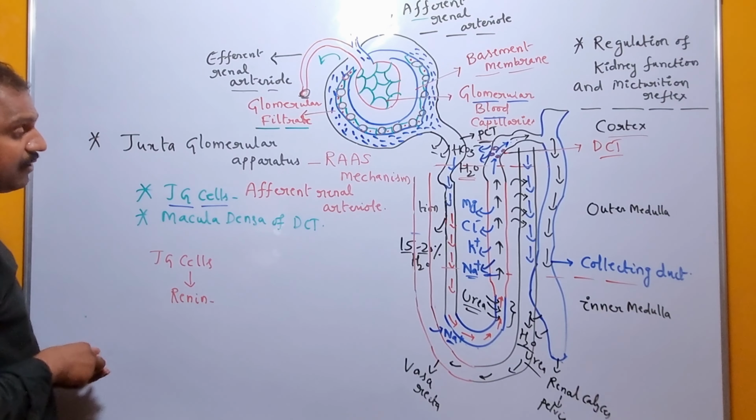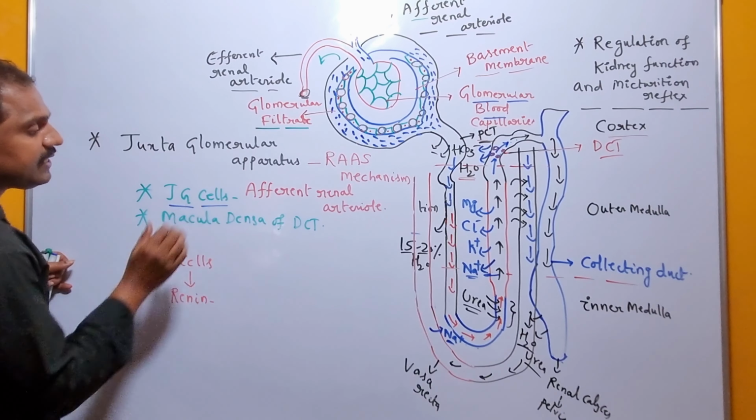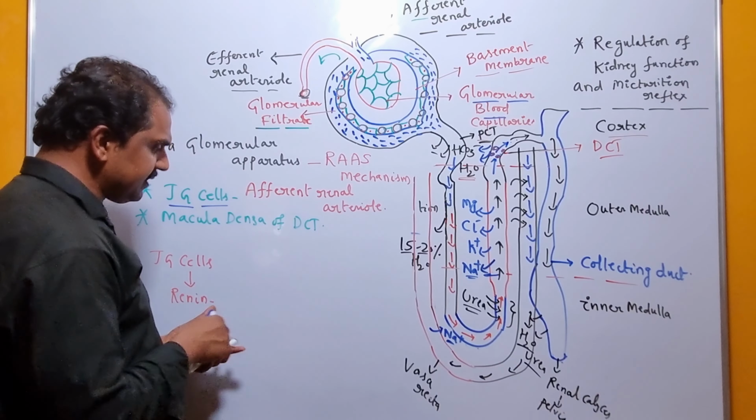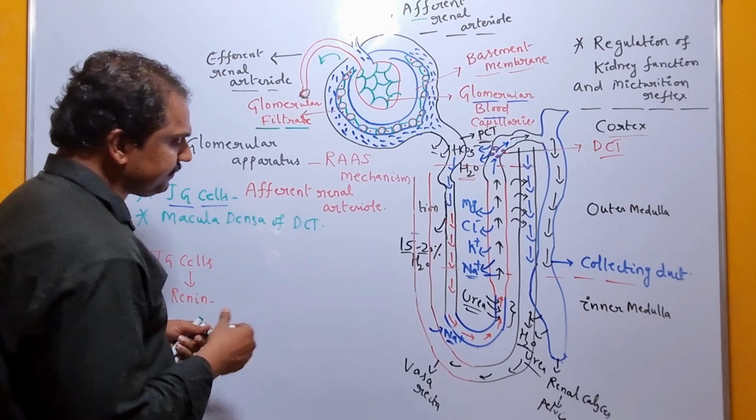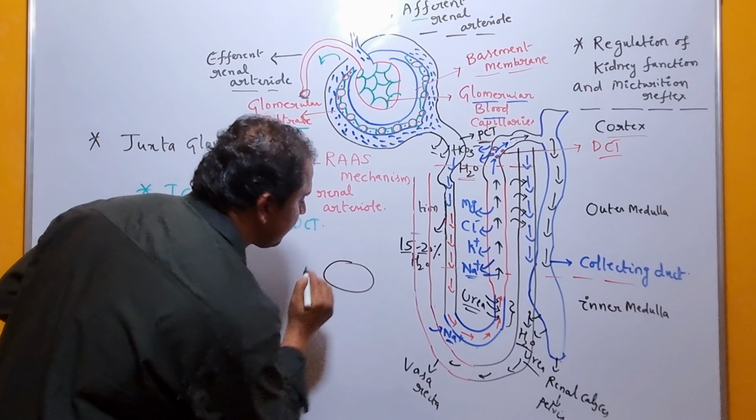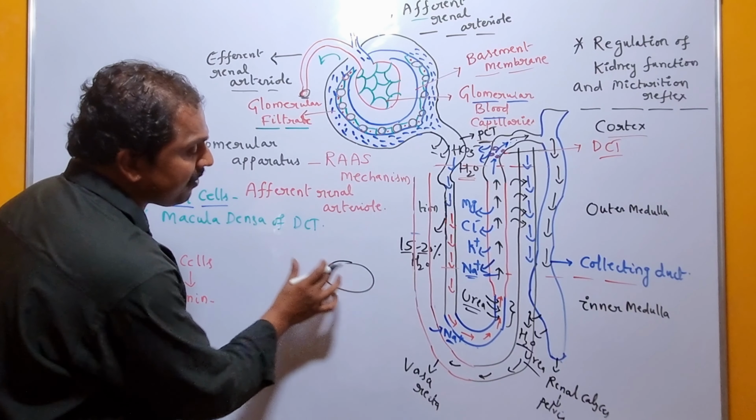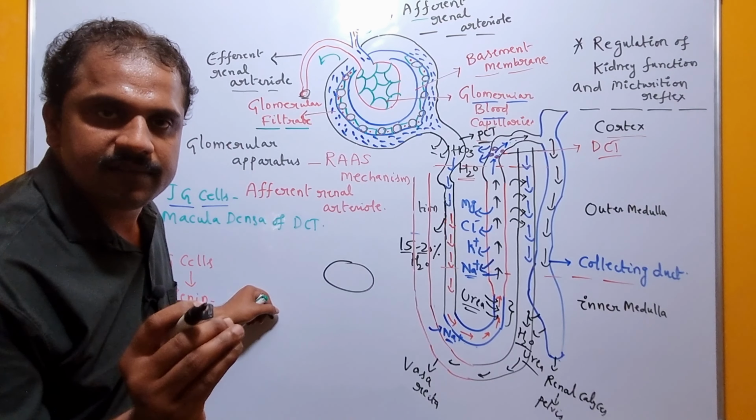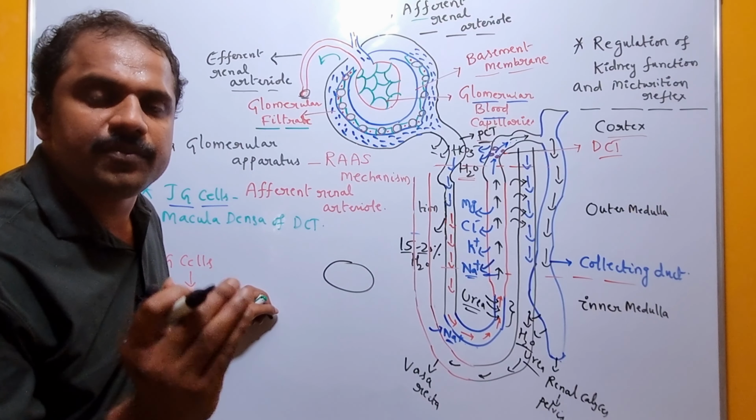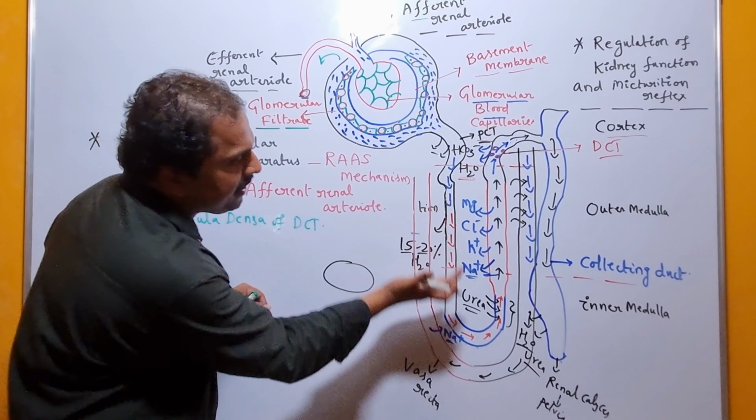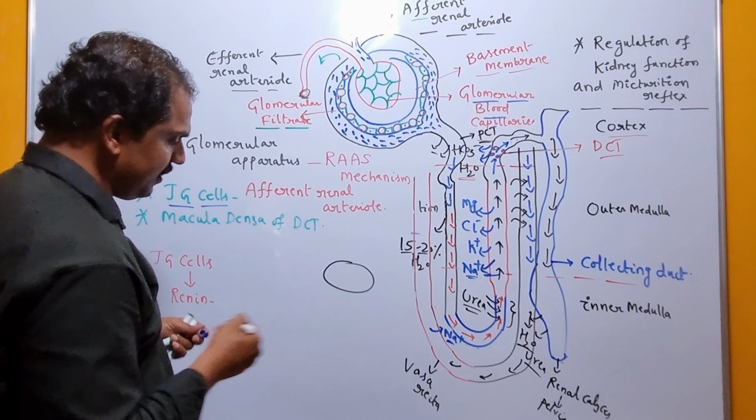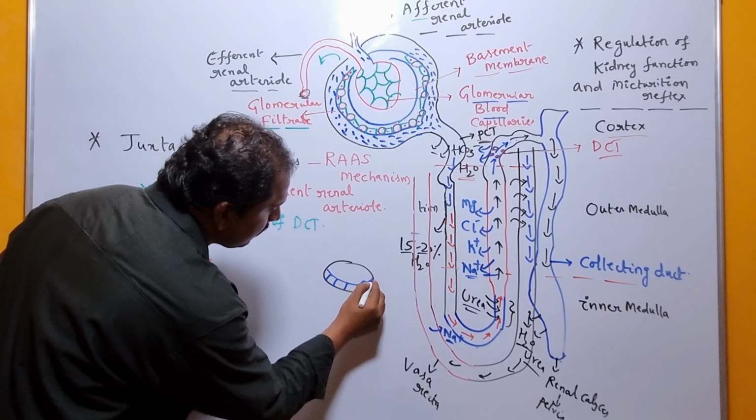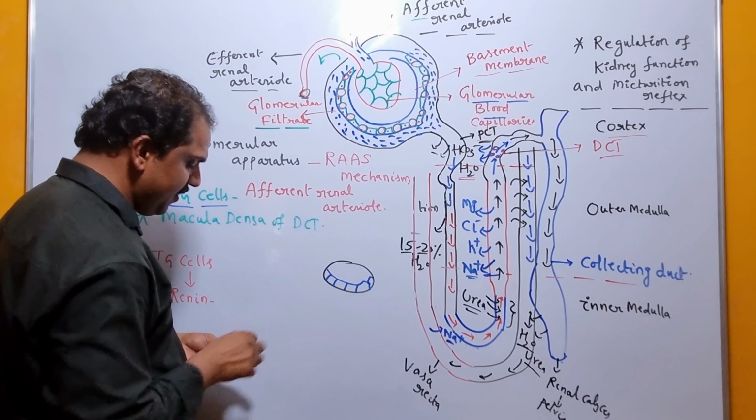Then what about the macula densa? The macula densa is a part of the distal convoluted tubule. If we consider the transverse section of the distal convoluted tubule, as I have already mentioned, it is composed of cuboidal shaped cells. The part of the distal convoluted tubule that is exposed towards the medullary region is composed of cuboidal shaped cells, right?